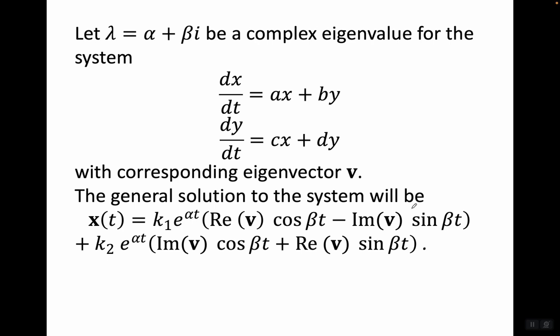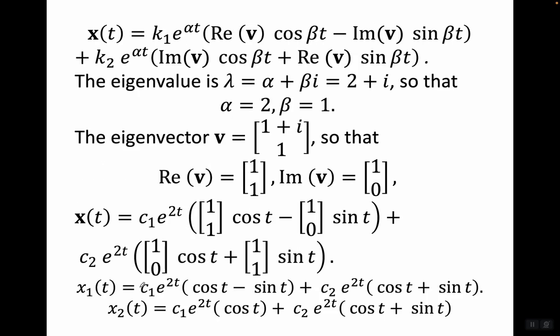Let alpha plus beta i be lambda, our complex eigenvalue for the system, with corresponding eigenvector v. The general solution to the system will be, and this is cool, just in terms of real numbers: k1 e^(alpha t) times (the real part of v cosine beta t minus the imaginary part of v sine beta t), plus k2 e^(alpha t) times (the imaginary part of v cosine beta t plus the real part of v sine beta t). You'll see in a moment how we use this.